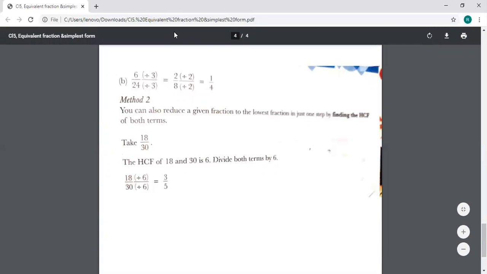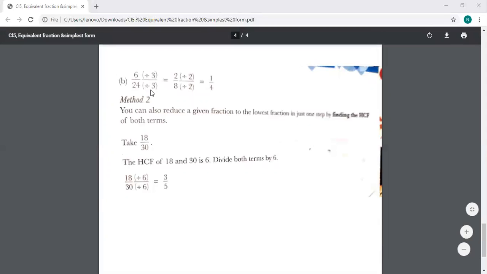18 by 30. The highest common factor is, but children, one thing I would like to tell you is that you have to find the highest common factor by yourself and neatly at the side of the sum. So here, when the HCF is 6, you divide by 6 and you will directly get the lowest form or the simplest form. So I hope it's clear to you. That's all for today.